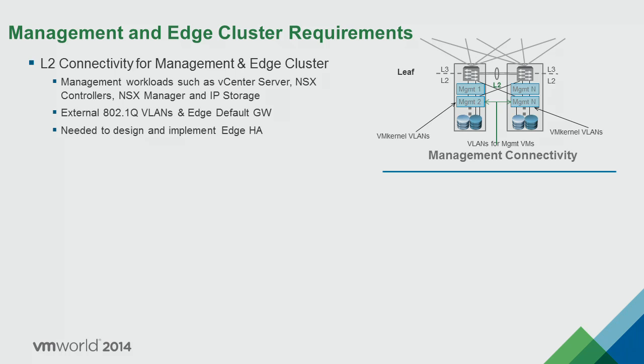So, and number two, Edge, when it talks to the northbound routing protocol, that also requires layer 2 connectivity. And if you deploy Edge into an HA pair, that also requires layer 2 connectivity. What does that mean? That means if you design a network with two racks in mind, right? If you have two racks, you have to provide layer 2 connectivity. There is no other way around it.